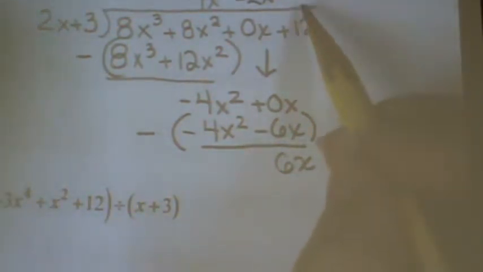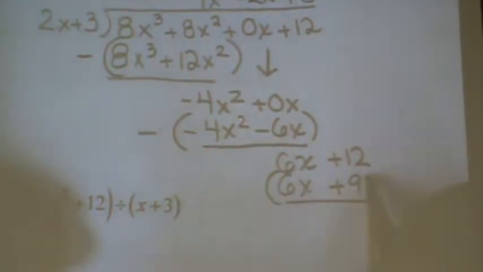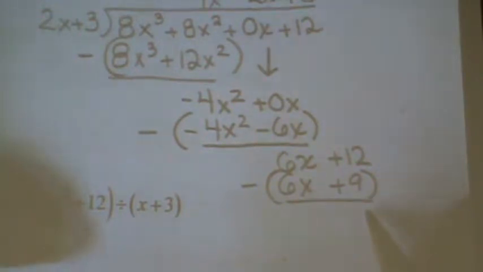Now what happens here, you're gonna get a 3, right? 3 times 2x is 6x, and 3 times 3 is 9. Now this is the part where you guys, again, have trouble. What's the remainder? It's 3, because 12 minus 9 is 3.